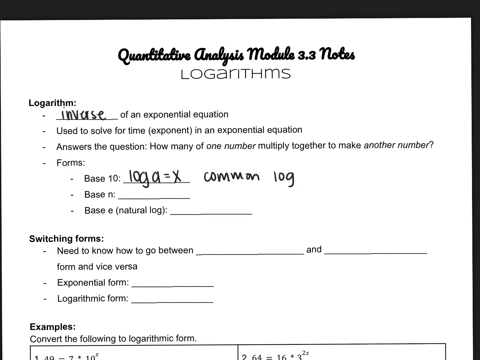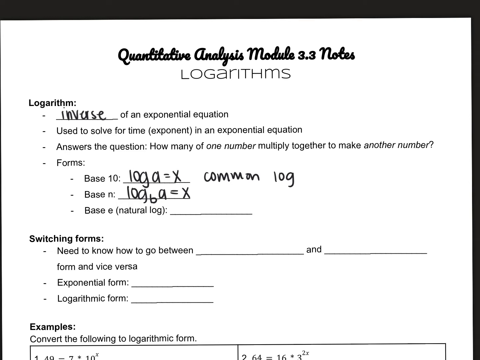Now, most of the problems we're going to deal with are going to have either base N or base E, which in that case is called the natural log. Anytime you have a base N, so it's any number, it's written in the form log base B of A equals X. Your base number B can be any number. Obviously, it has to be positive, just like in an exponential function.